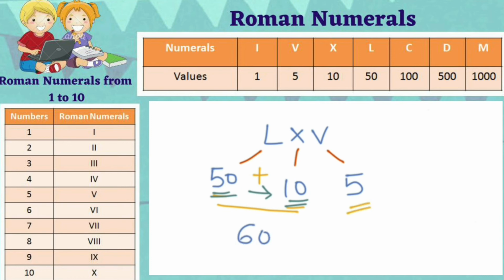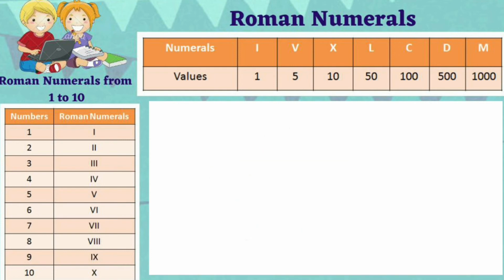Now this 5 is sitting alone. There is no one around him, no number with the same digit. So you are just going to write it as it is, putting an addition sign in between. So it is 60 plus 5. And what is 60 plus 5, kids? It is 65. So what is the number of the Roman numeral LXV? The answer is 65.